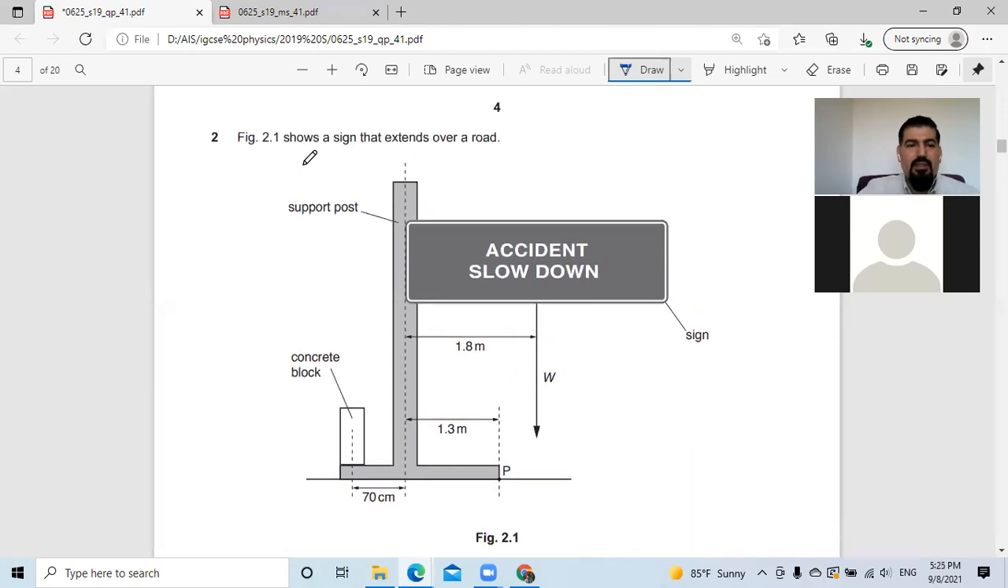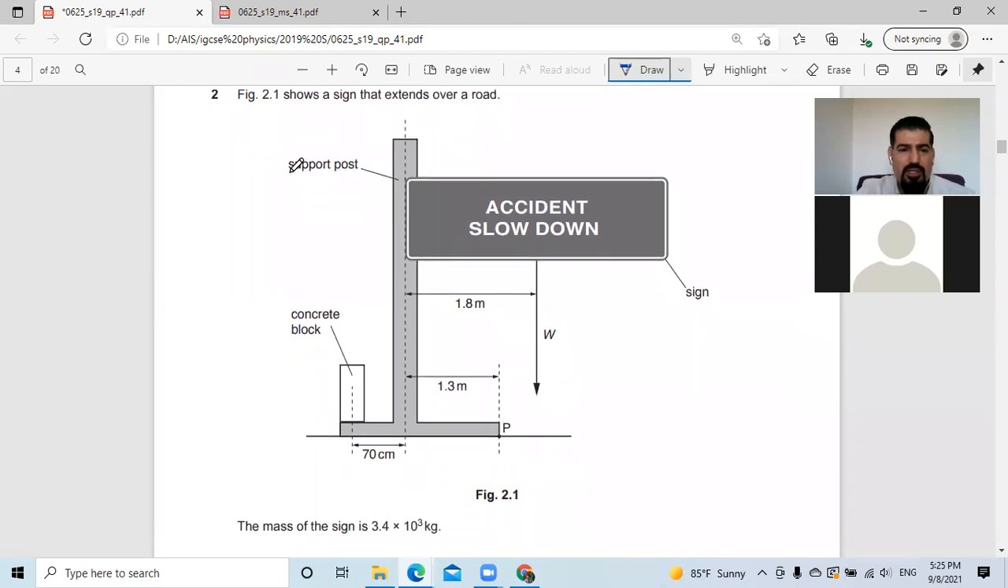What is this? The figure, question number 2. The figure shows a sign that extends over a road. We have support posts. We have a concrete block here, which is 70 centimeters away from the center of the axis of the support. And we have the point P, 1.3 meters away.